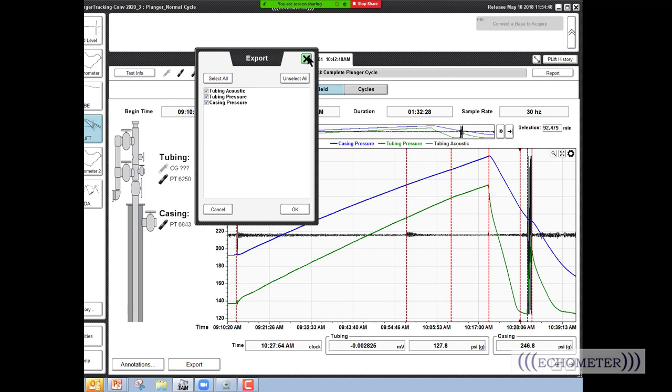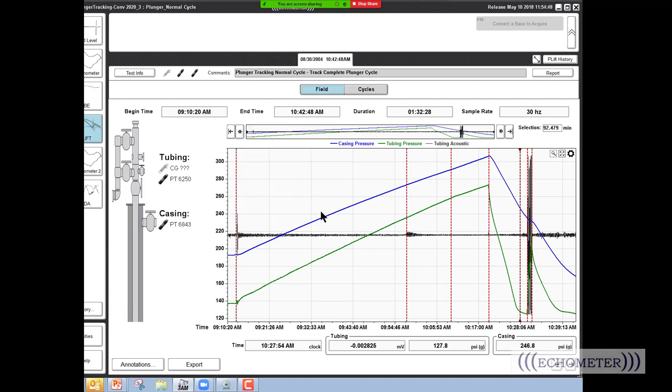If you want to embed the graph in a report, you can right-click on the graph and copy the image to a clipboard, and that could be pasted into Excel or Word or Notepad, whatever you wanted to do. So any of the data that's on the screen, the plots, any of the pictures, can be exported out. That's all available.